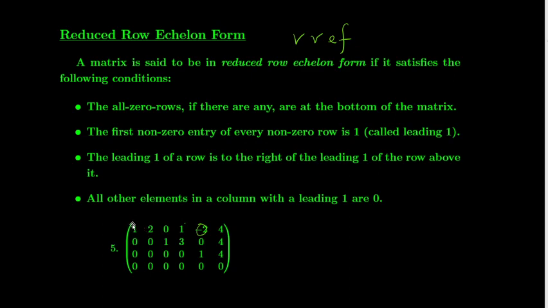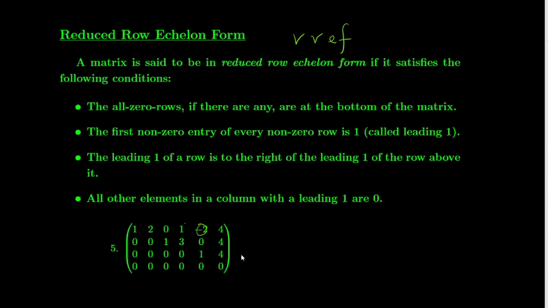The first non-zero number of every row is 1. This is the leading one of row 1, and it is in the first column. This is the leading one of row 2, in the third column. This is the leading one of row 3. These ones are called the leading ones. Easy, right?